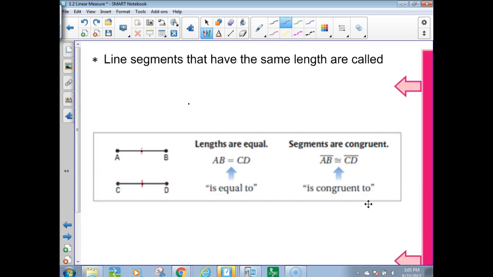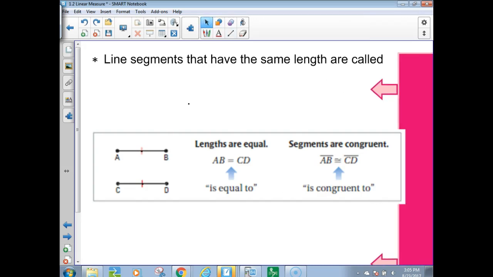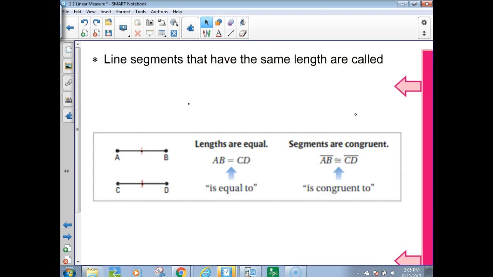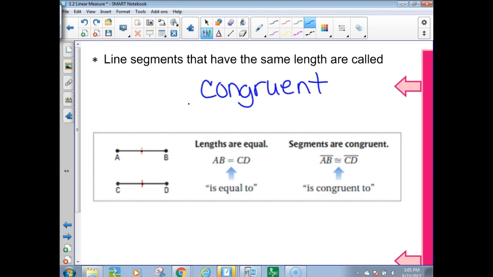All right, now, something else you need to know. Line segments that have the same length are called congruent. If they have the same length, they are congruent. And there's a symbol for congruent. It is an equal sign with a wavy thing over the top.